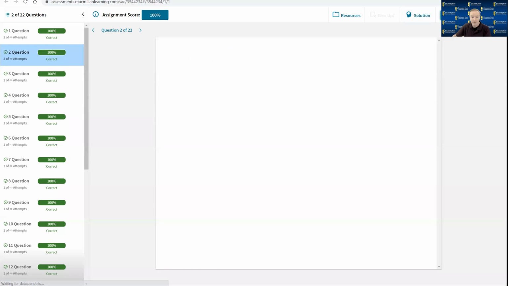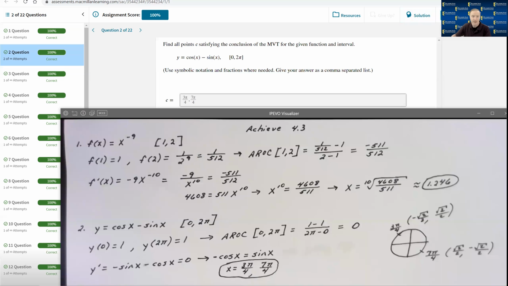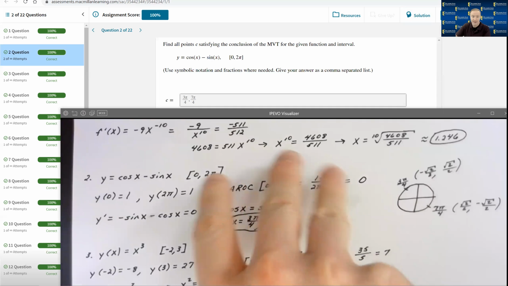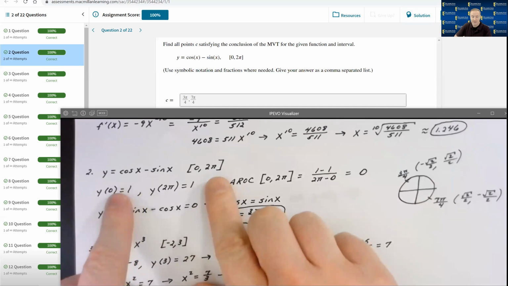For the next problem here, it gave me find all points c. Remember, c is just the values of x within the interval that satisfy the criteria of the mean value theorem. For the function in this case, y is equal to cosine x minus the sine of x from 0 to 2 pi. Okay, so I evaluated my function at 0.